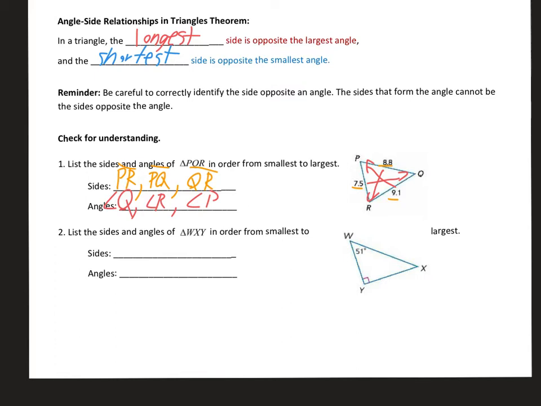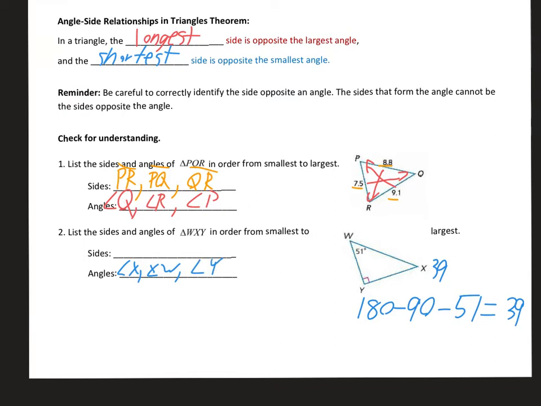Number 2, we have to do the same sort of thing, but this time in triangle WXY, using the angles first. And we know that this, by now, should be a 90, a 51, then X. The X is missing, but some quick subtraction of 180 minus 90 minus 51 will tell us that X is going to be equal to 39. So our angles from smallest to largest are going to be angle X, angle W, and angle Y.